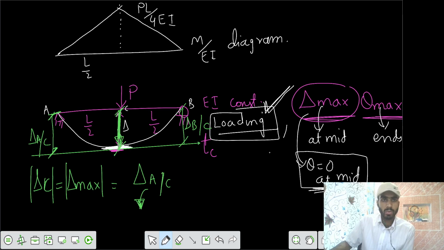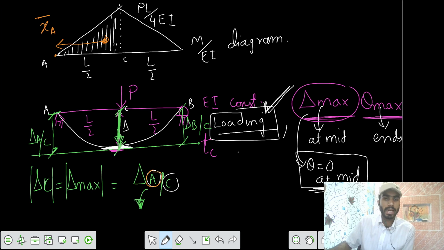This is length L by 2, this is L by 2, and we need to get delta at A with respect to tangent at C. So this is point A, this is point C. We only need to get the area between the 2 points A and C. So this is our area. And for the centroid, we need it from point A because we are finding the deflection at A. So from the point A, this is our centroid, this is our X, XA, the centroidal distance about A between the 2 points A and C.